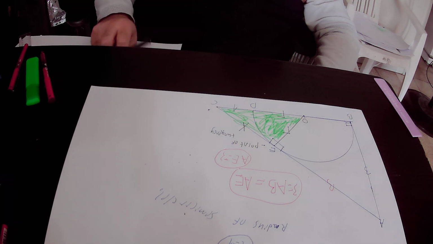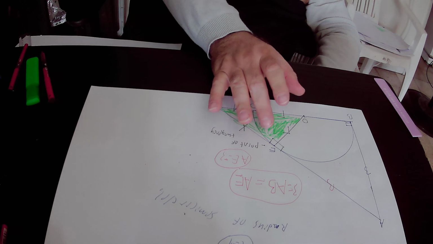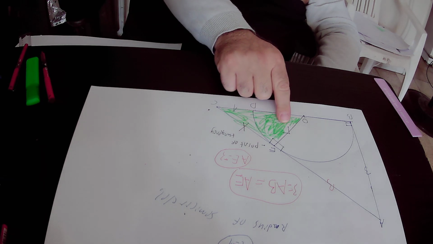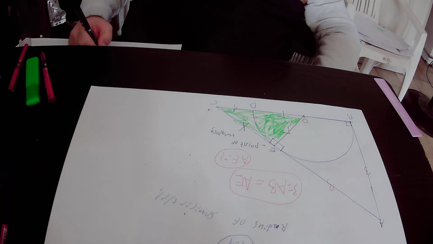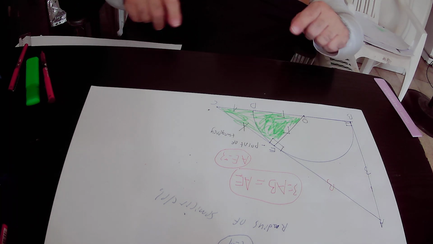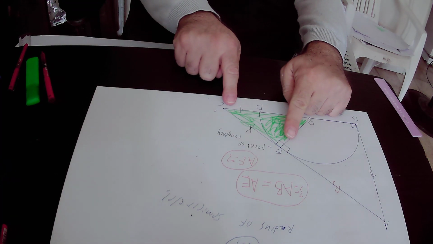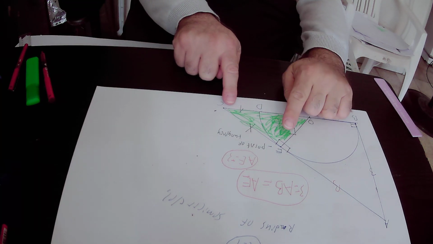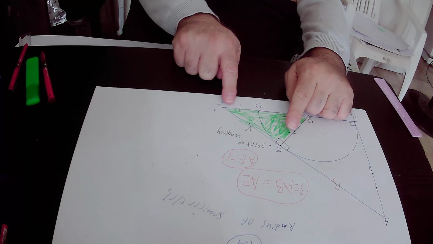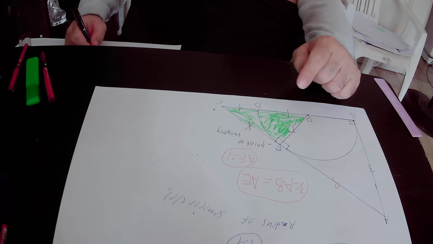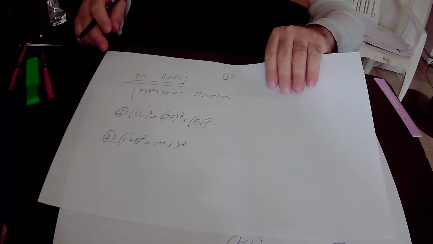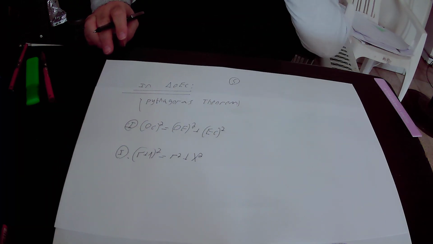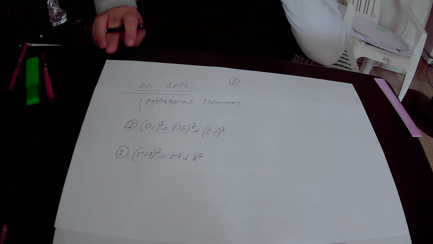And what is OE? OE is the radius of this semicircle. It equals R, so OE squared will be equal to R squared. According to our definition, side EC of the right green triangle is X, so EC squared will be equal to X squared. So in total we got that R plus 1 squared equals R squared plus X squared.